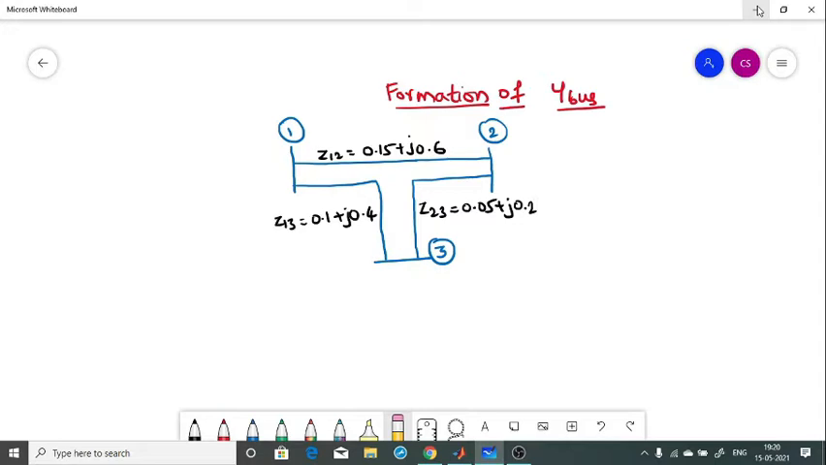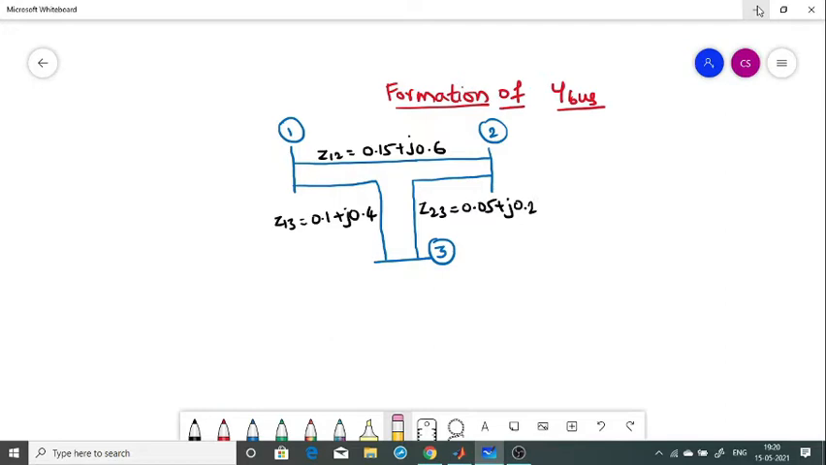For that reason, first of all, we require a power system network consisting of three buses: bus number 1, bus number 2, and bus number 3. We have three transmission lines. One transmission line is connected between bus 1 and 2 having an impedance value of 0.15 + j0.6, and another transmission line is connected between bus 1 and 3 having an impedance value of 0.1 + j0.4. Another transmission line is connected between bus 2 and 3 having an impedance of 0.05 + j0.2. All these impedance values are in actual values, in terms of ohms.